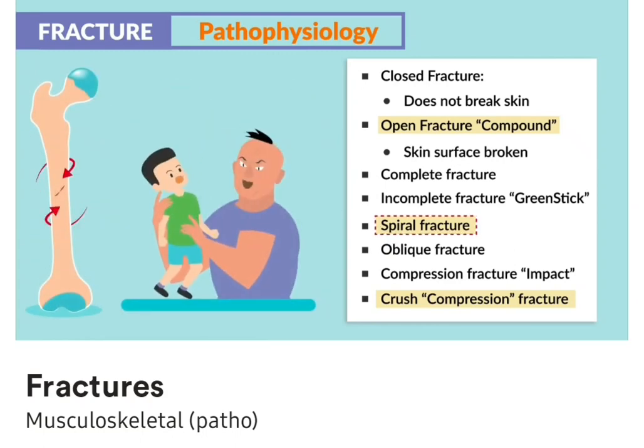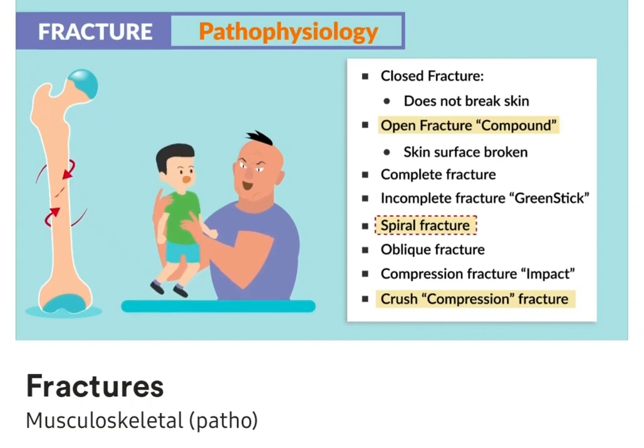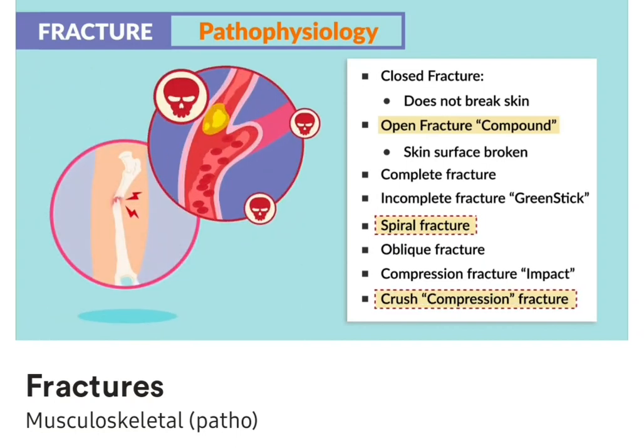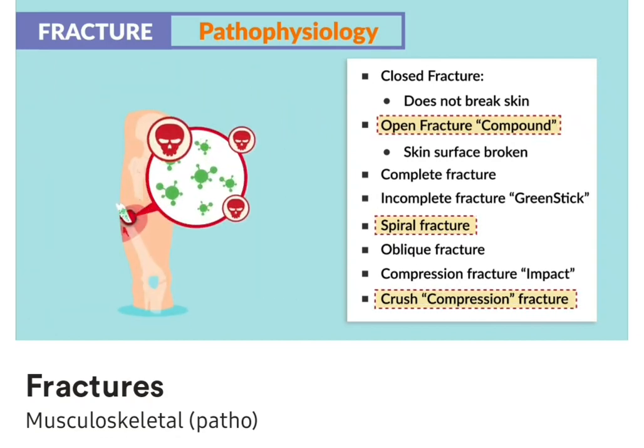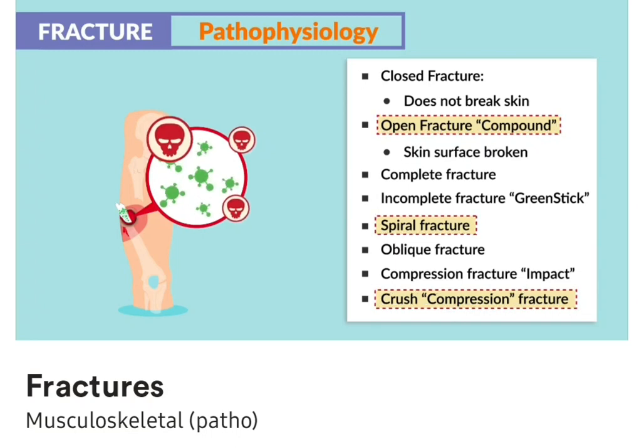A spiral fracture indicates child abuse in pediatrics. A crushing or compression fracture here, think deadly fat embolism. And an open fracture or compound leads to more infection because the skin is broken.